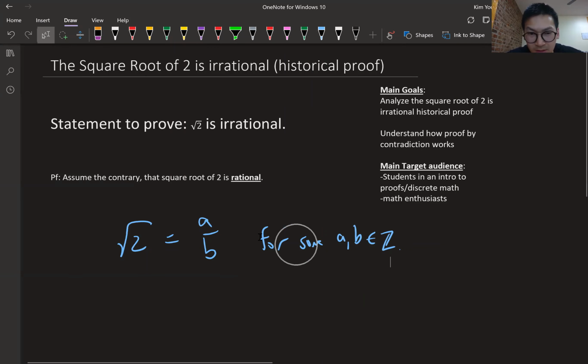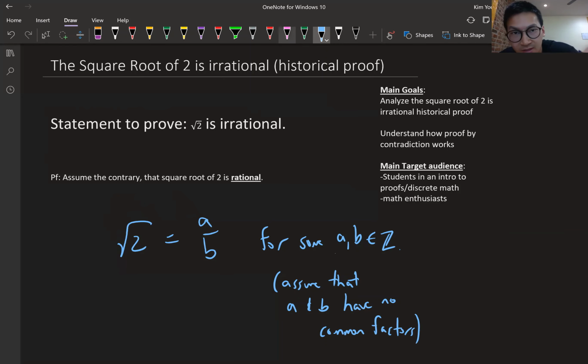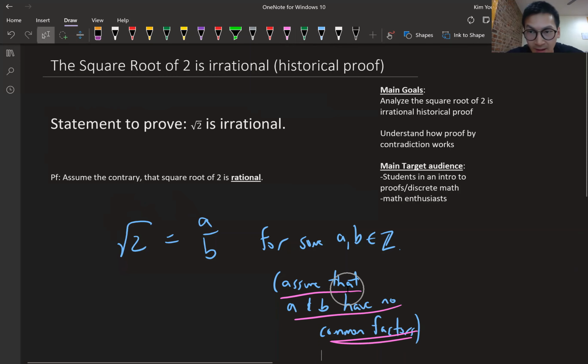And you can also assume that b is not 0, okay? It can't be 0, because otherwise this would be undefined, okay? And we can also assume that a and b have no common factors, okay? Another way of saying that is you could say that a and b are co-prime, so that they have no other common factors other than 1. I mention this because this is actually the statement that we are going to contradict, okay?